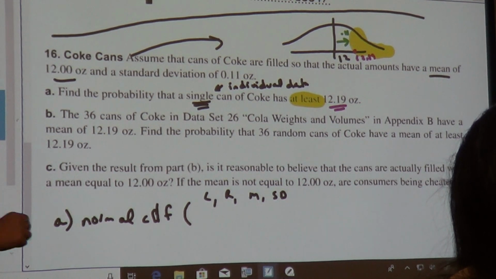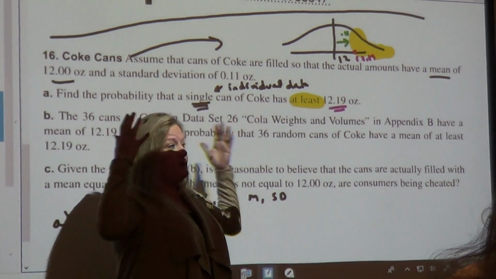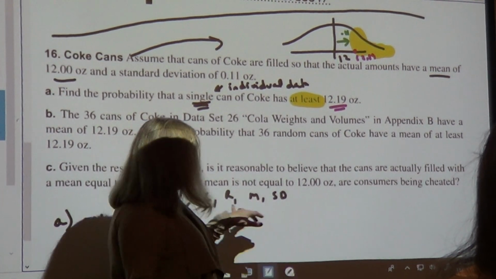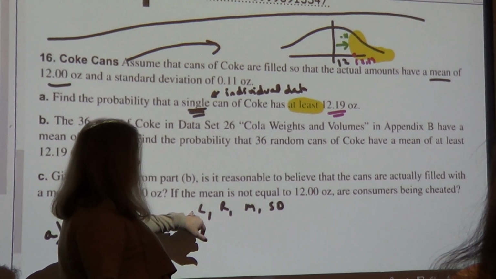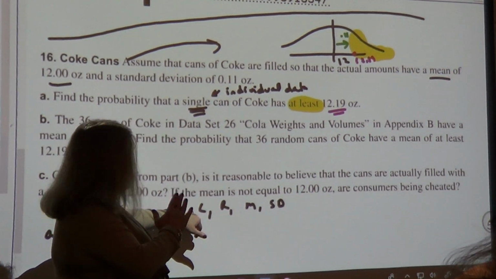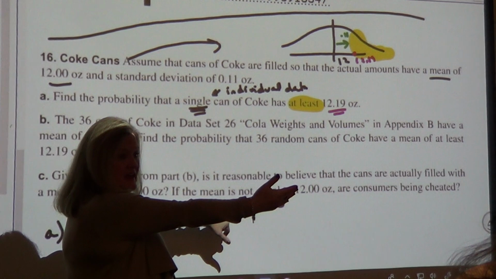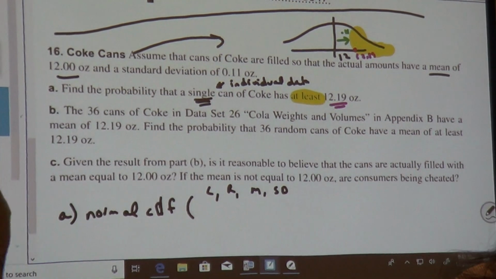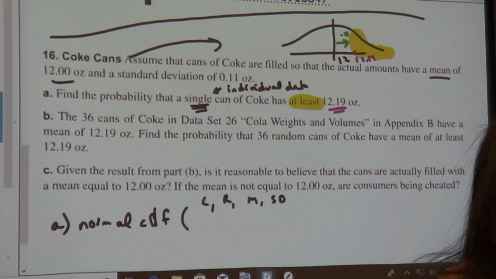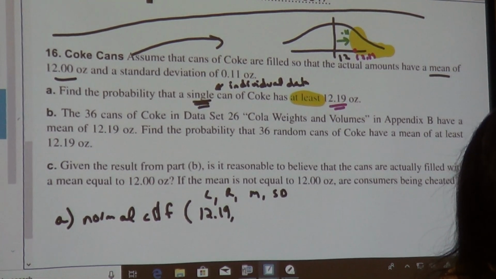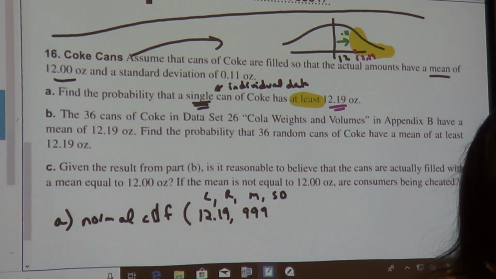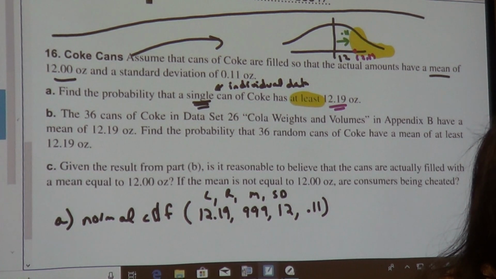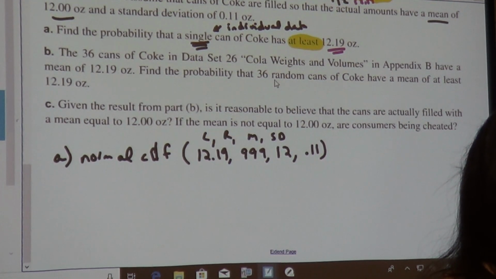And because it's single data, if you take a picture of me, I am what I am. The numbers are what they are. So what is my left? 12.19. What is my right? 999. What is my mean? 12. And what is my standard deviation? 0.11. So my left is 12.19, my right is 999, my mean is 12 and my standard deviation is 0.11. Now, I'll plug it in the calculator in just a minute.